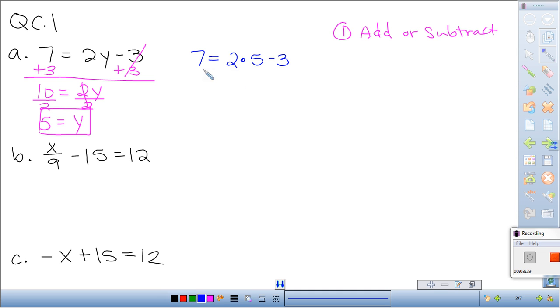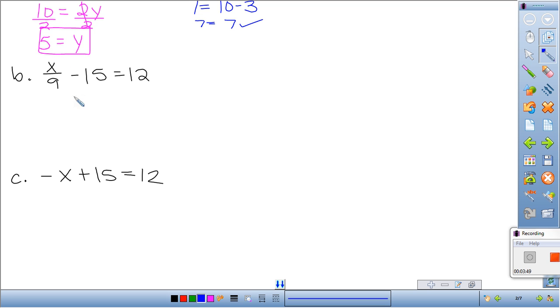And again, when you're not solving for a variable, we follow PEMDAS. Leave that left side alone, and we have to multiply first. 2 times 5 is 10 minus 3. 7 equals 10 minus 3, which is 7. Therefore, we solved correctly. Let's look at b now.